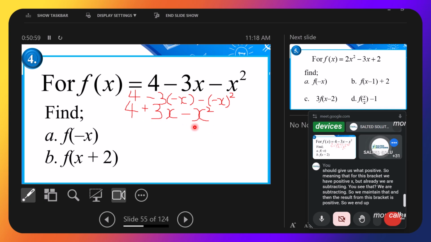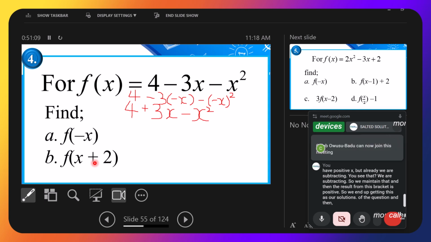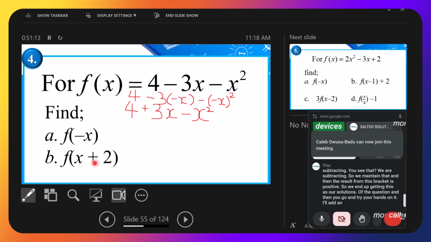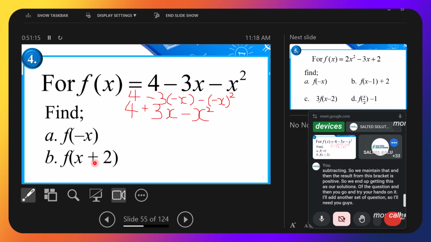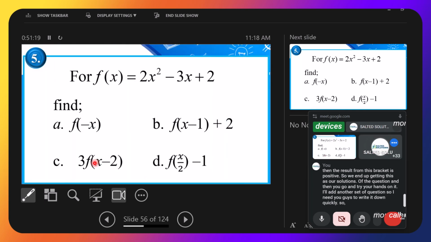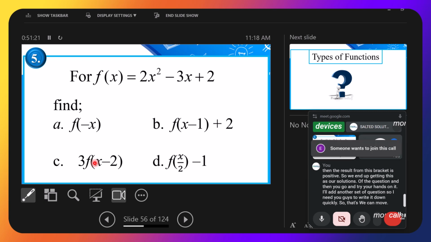Okay, for the sake of time, I would like you to keep the B part of the question, and then you go and try your hands on it. I'll add another set of questions, so I'll need you guys to write it down quickly so that we can move on. So let's write down the questions quickly.